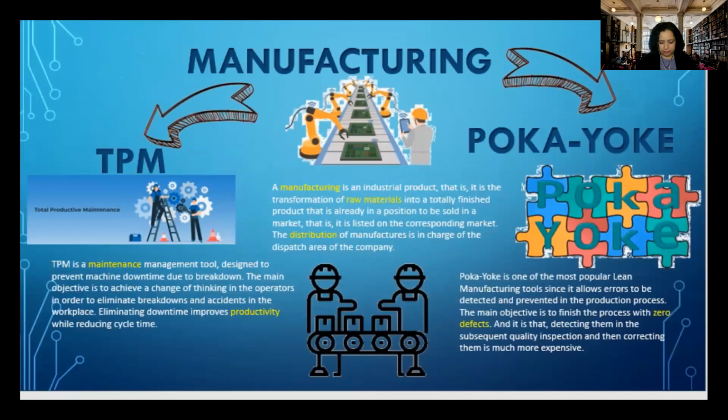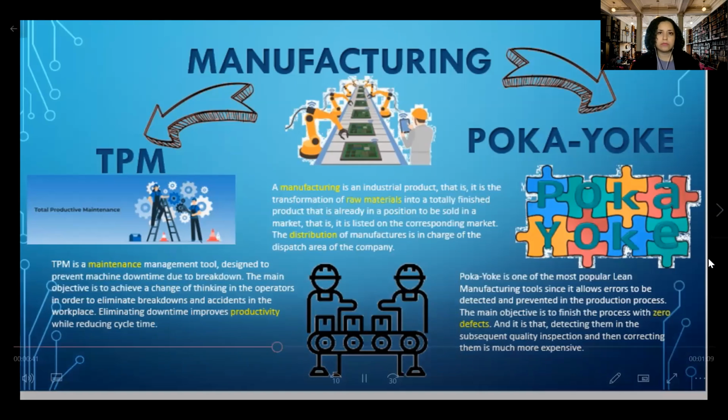Manufacturing is an industrial product. That is, it's the transformation of raw materials into a fully finished product that is already in a position to be sold in a market. That is, it's listed on the corresponding market. The distribution on manufacturing is in charge of the dispatch area of the company. Below, I will present two manufacturing examples.